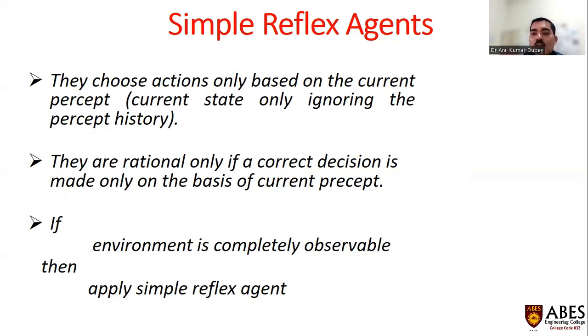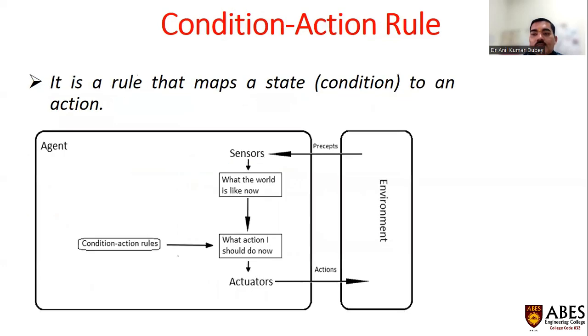If the decision requires the previous history, the historical data, then the simple reflex agent does not provide correct results. The condition is that if the environment is completely observable, then we apply the simple reflex agent, else we do not apply it. Those are the conditions for the simple reflex agent.